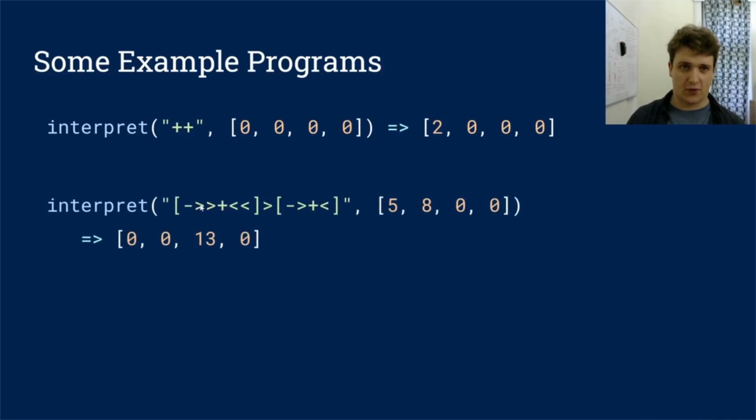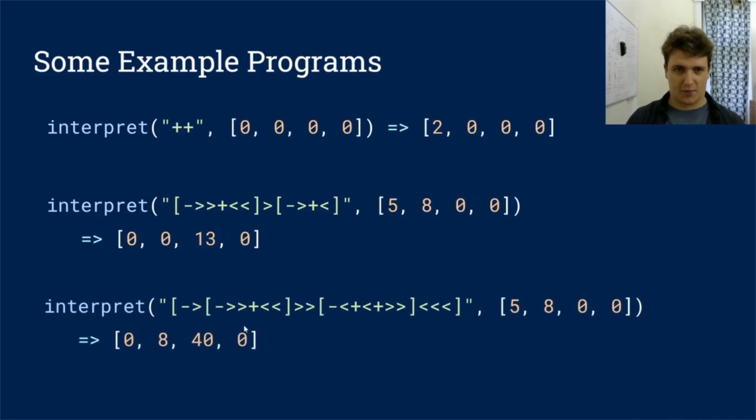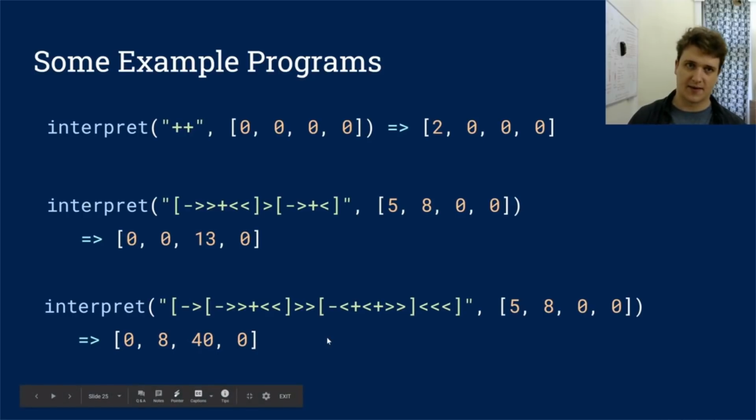This is a program for addition, which one by one shifts values from this cell to this cell and this cell to this cell, so we end up with the sum 13 in the third cell, 5 plus 8. And finally, the most complex example we're going to look at, which is multiplication. So the third cell is now 5 times 8 rather than 5 plus 8.